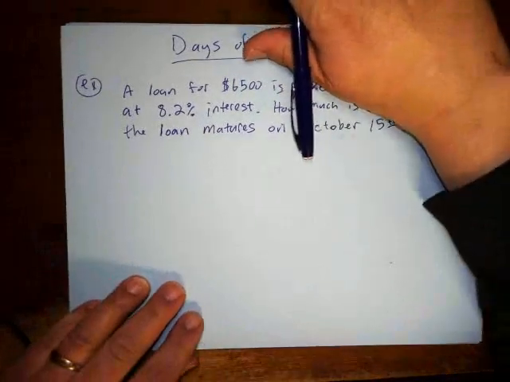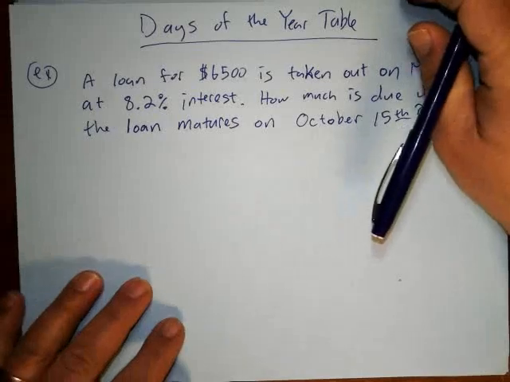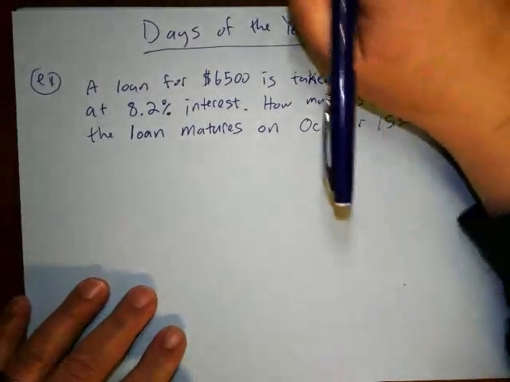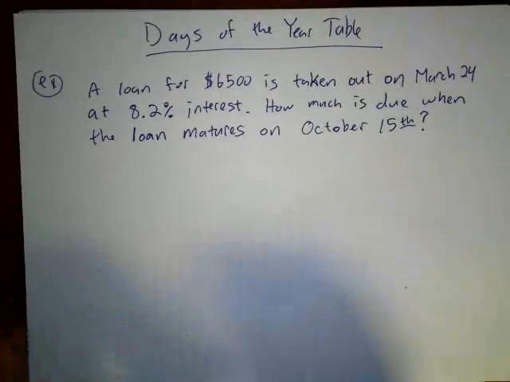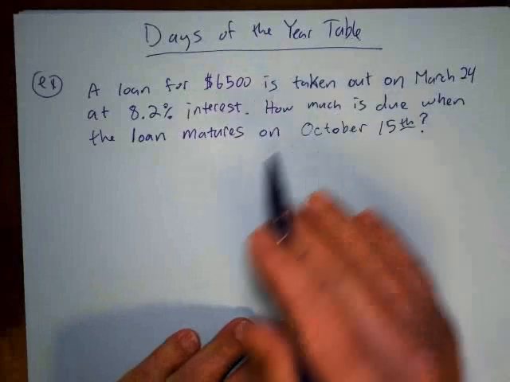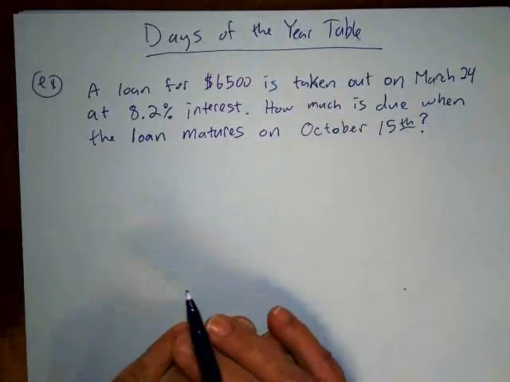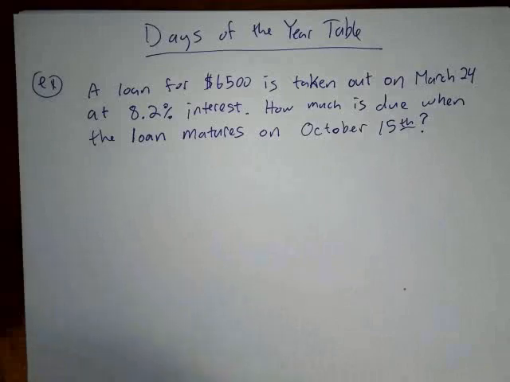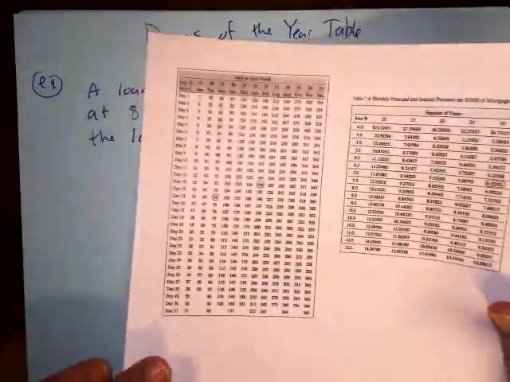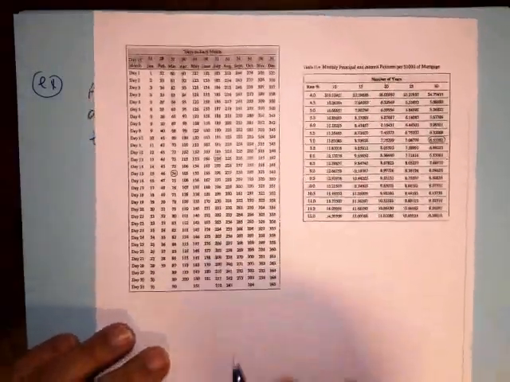Okay, we are going to look through the second half of the simple interest homework. And we'll have, I think, a couple videos here. The first video is how to use what I call the days of the year table. And by this, what I'm referring to is there's two tables.